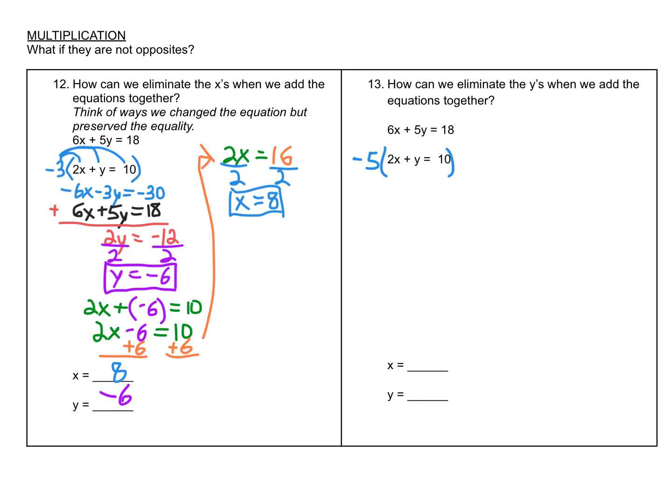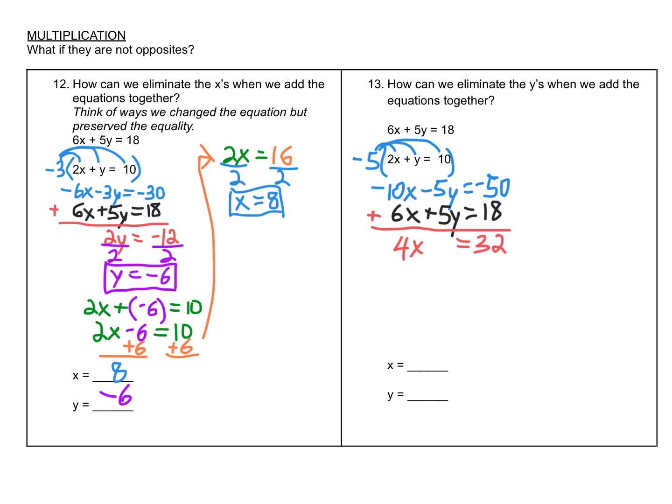Again, make sure you distribute to all of the parts of the equation, giving us negative 10x minus 5y equals negative 50. I'm now going to add that to my top equation, 6x plus 5y equals 18. And so I have negative 10x plus 6x is 4x. Negative 5y plus 5y cancels, and negative 50 plus 18 is 32. So we have 4x equals 32.